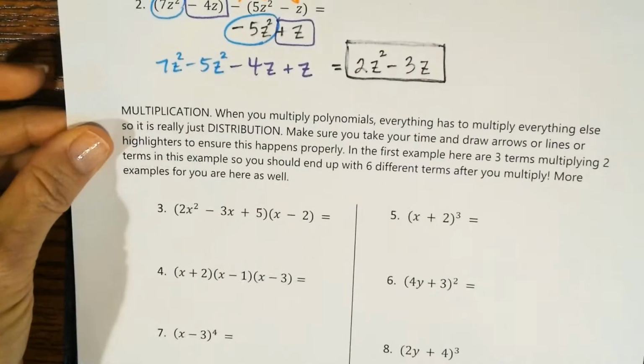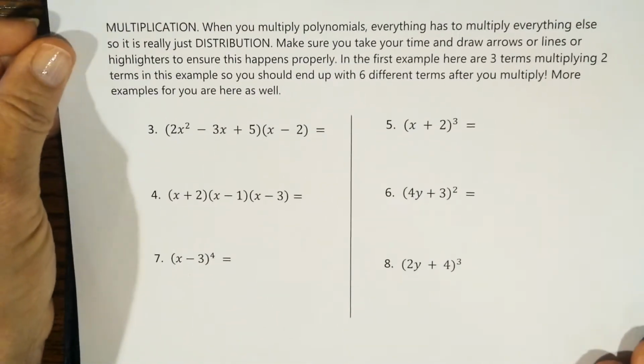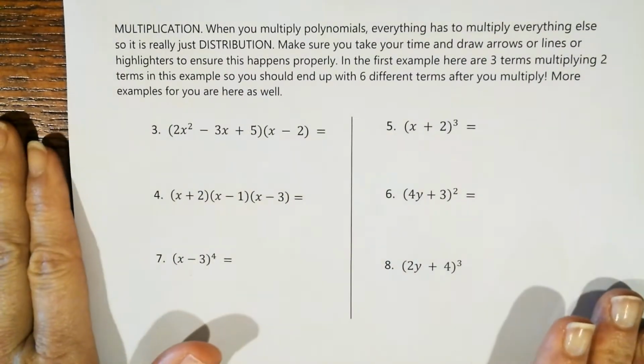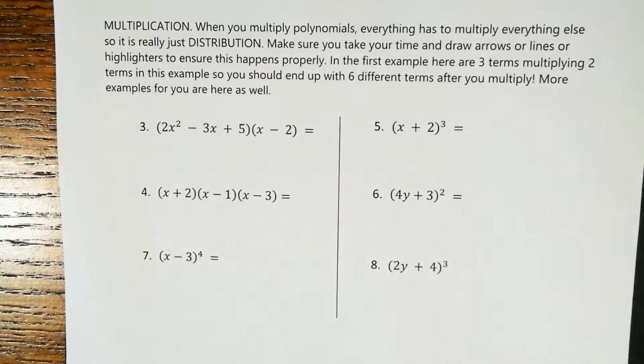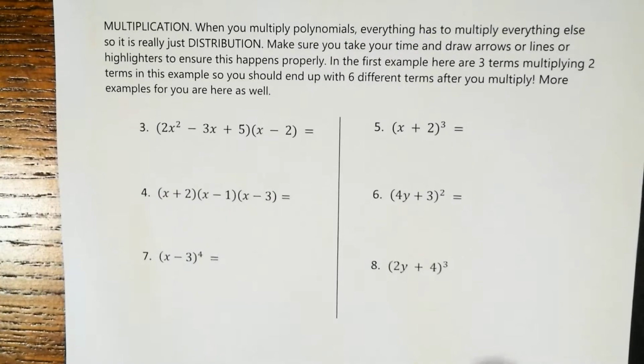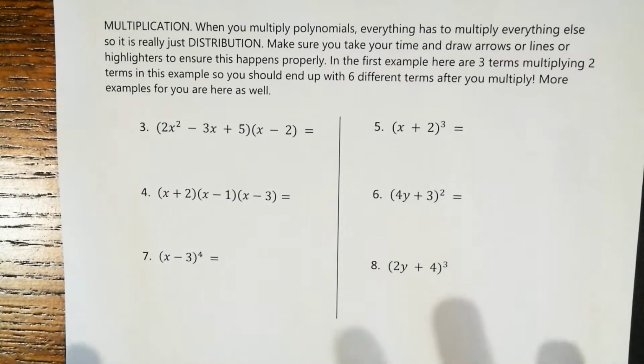Now, again, these are in the notebook if you want to print them out, but these notes will be for you with examples. I have a lot more examples because it can be trickier. But remember, when you multiply polynomials, everything has to multiply everything else. So really, you're just distributing.